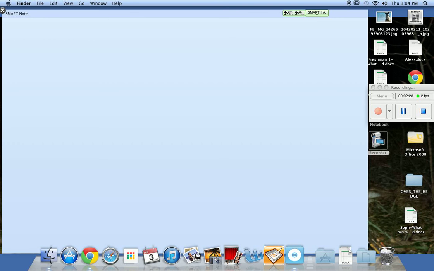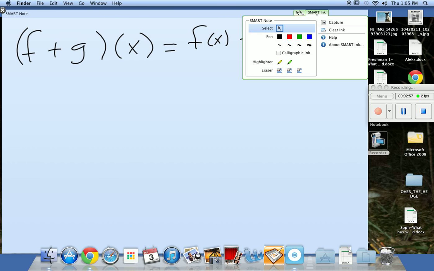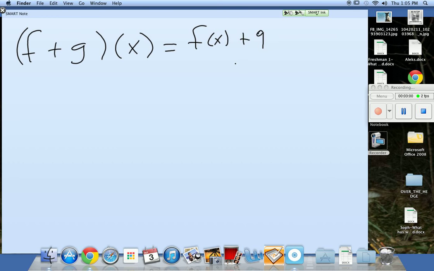All right. So we have this, f in parentheses g. In other words, we have two functions. We have an f of x function and we have a g of x function. When we add these two functions together in this type of form, it's the same as saying f of x plus g of x. So if we add them together this way, it's the same as saying it like this. Okay?